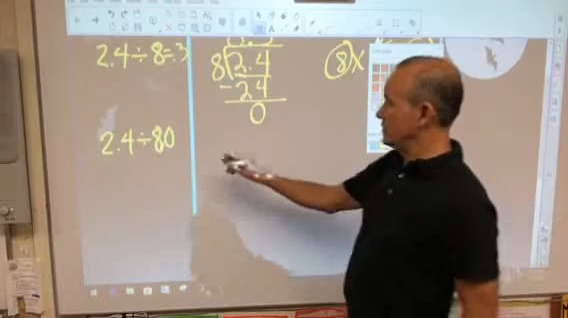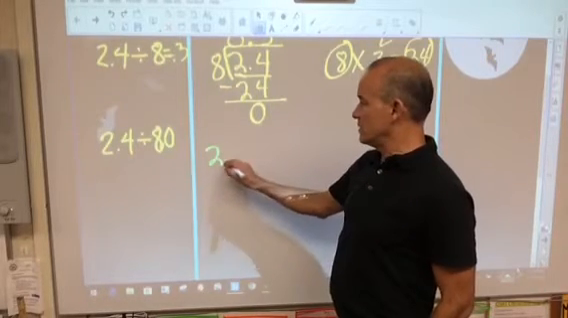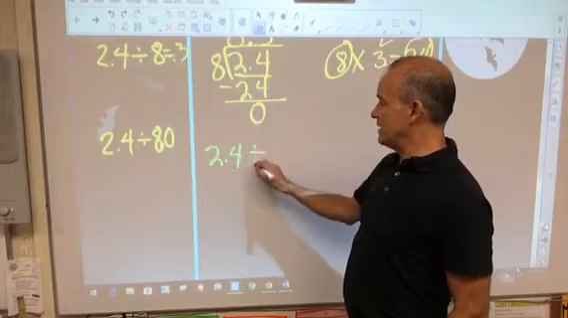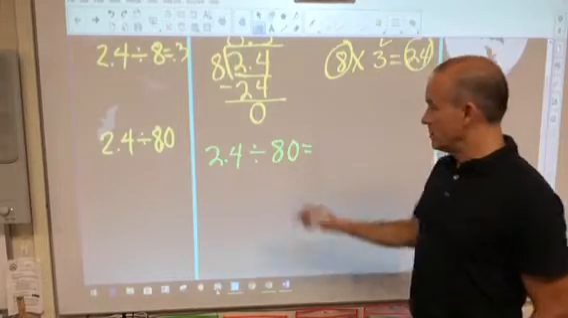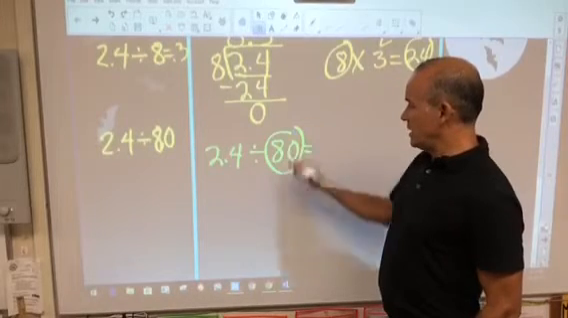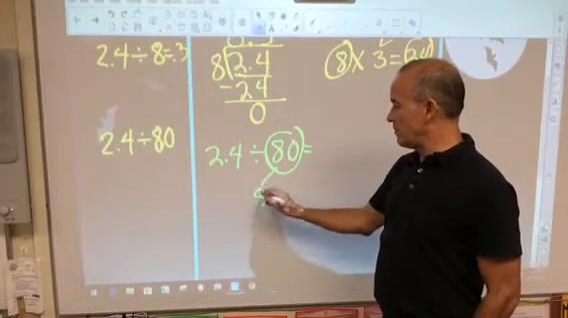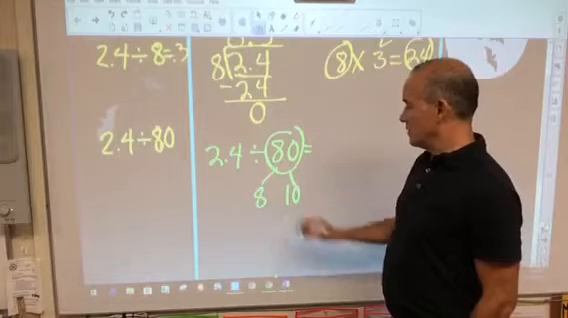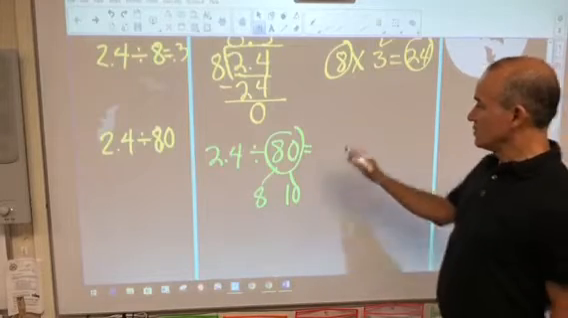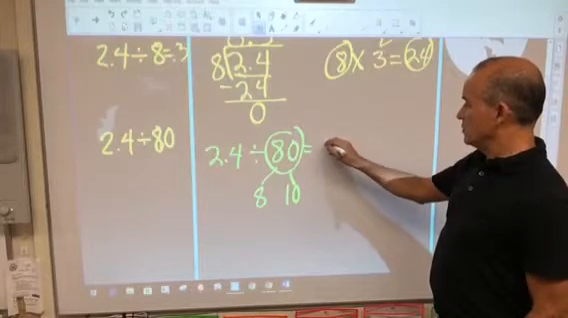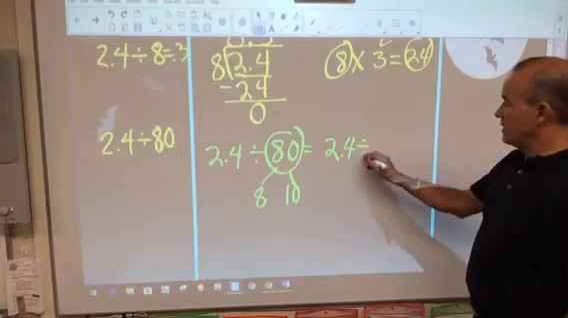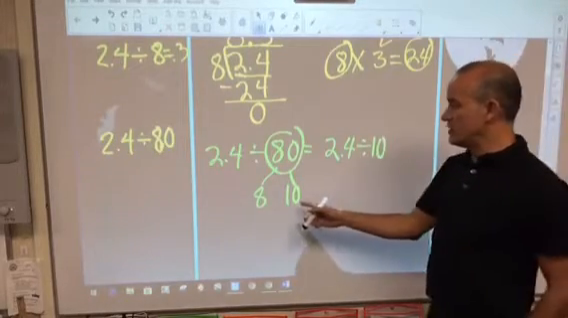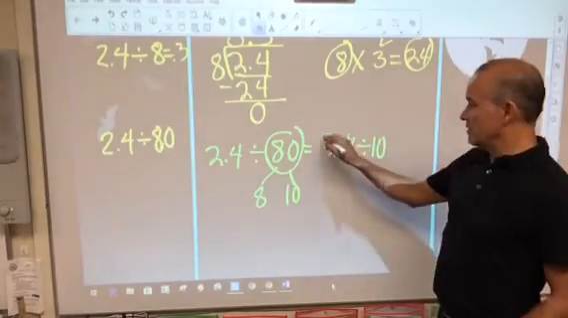On this division, we're going to do it a little different. This is how we've been practicing it in class. So we're going to rewrite the division. We're going to rewrite it in this manner. 80 is made up of two numbers, 8 and 10. So now we rewrite the division and write 2.4 divided by 10. And we always do the 10 because it makes it easier to divide.